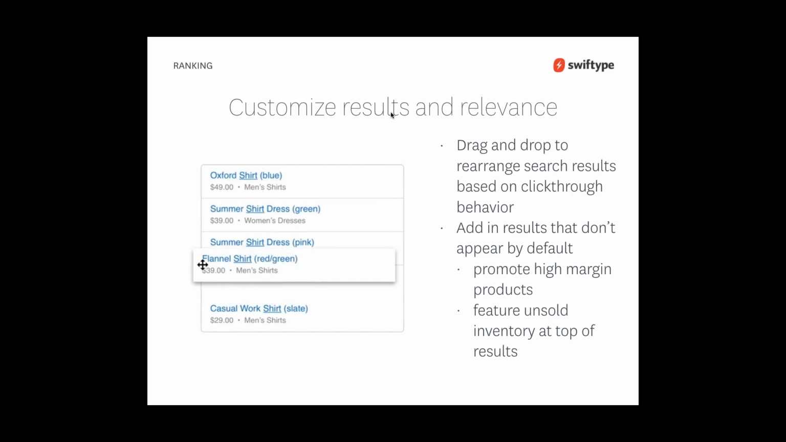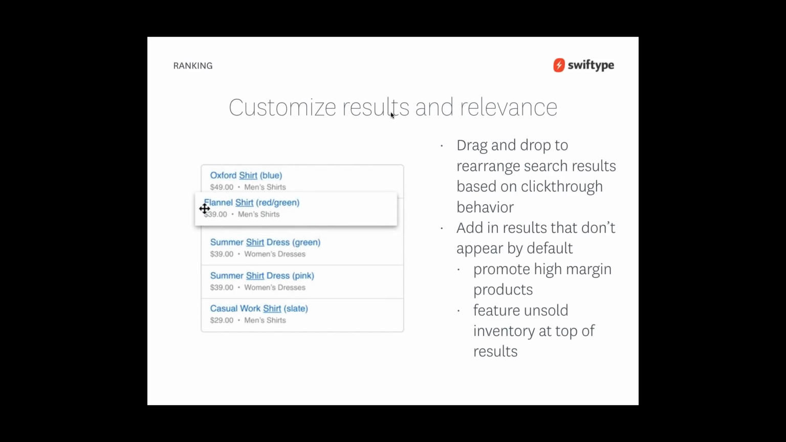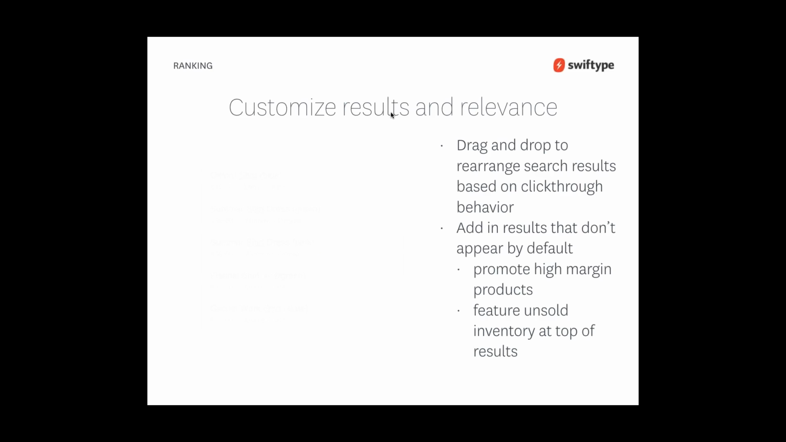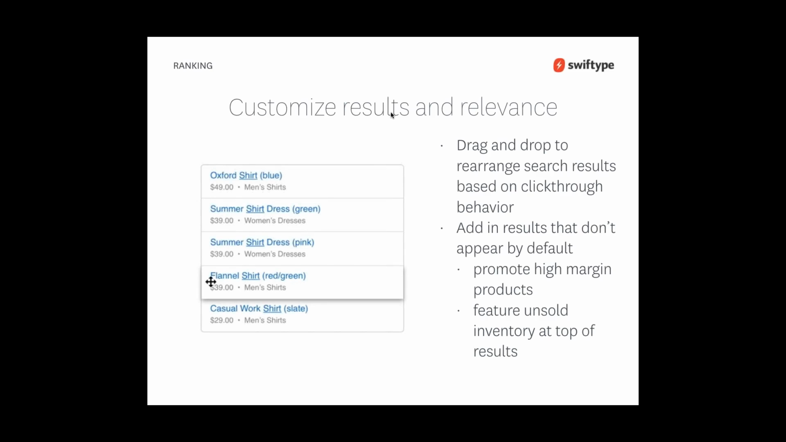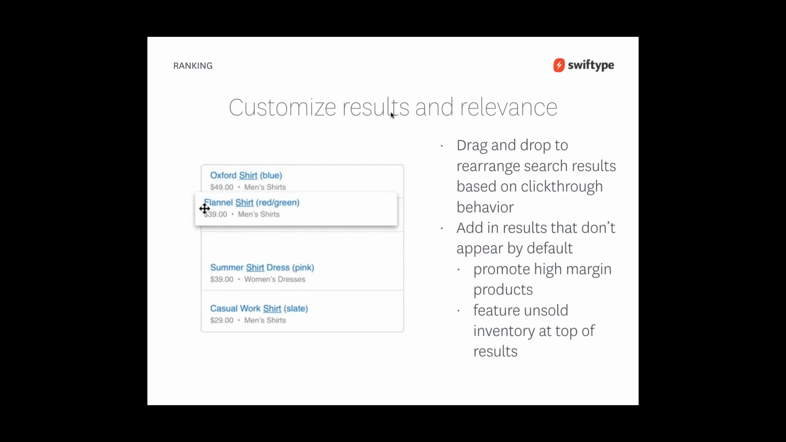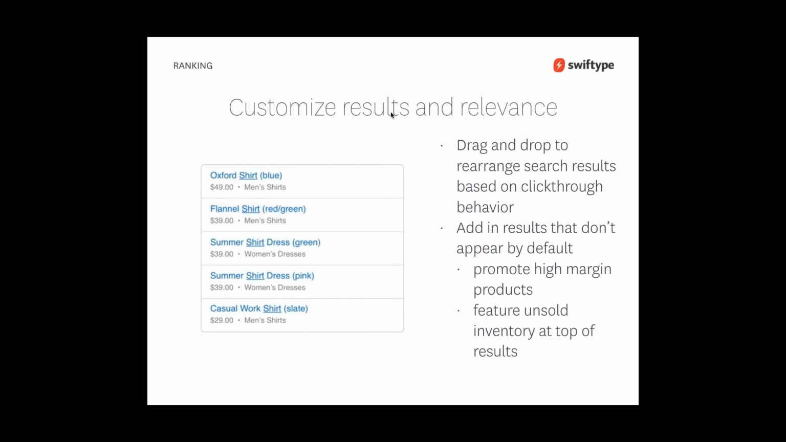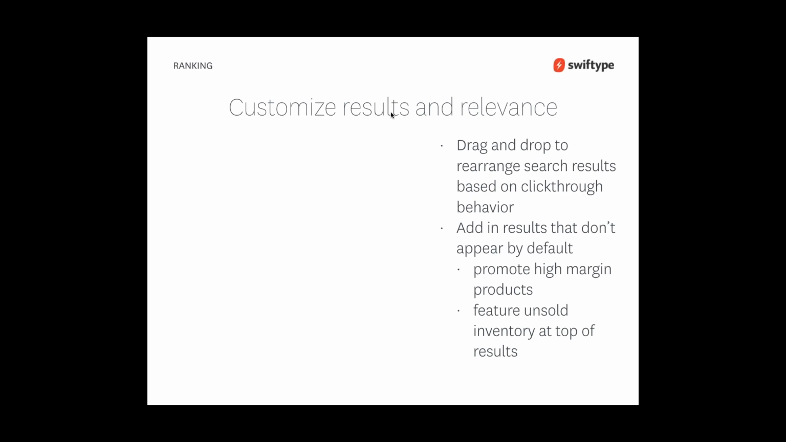So you do this for a number of reasons. You do this because you've got inventory from last year's catalog that you're trying to get rid of, or you have a new product that you want to feature, or you have a special sale or promotion that you want to run, and you want to make sure that when people are searching for something like a shirt, the flannel shirt is higher up in results.